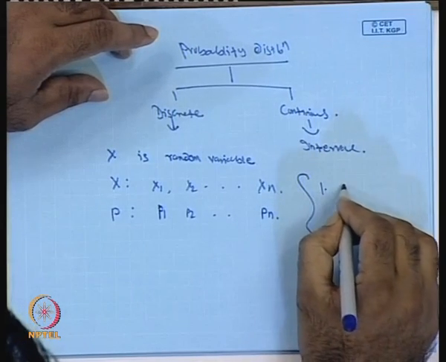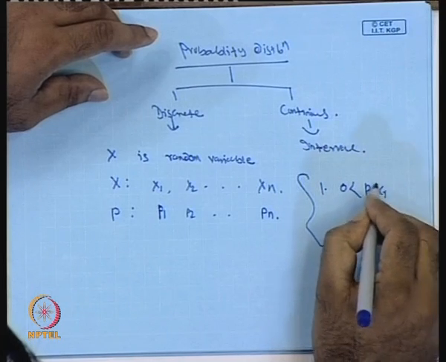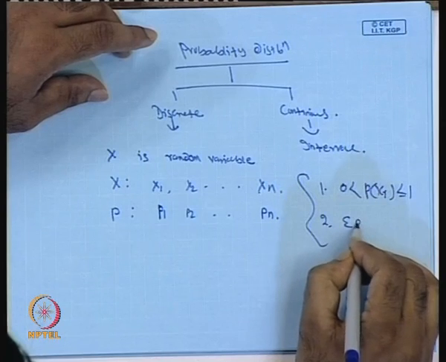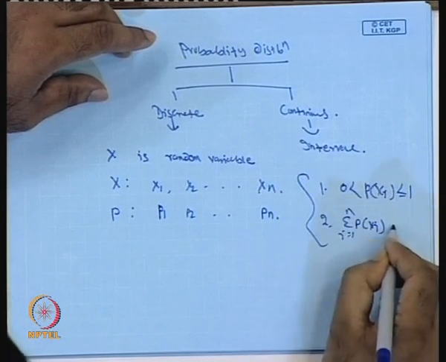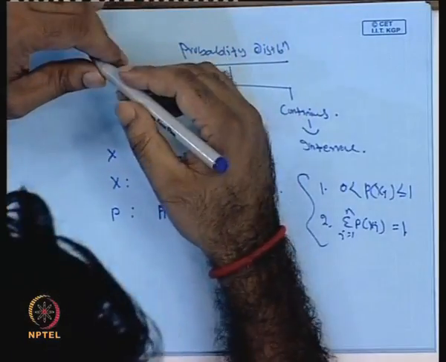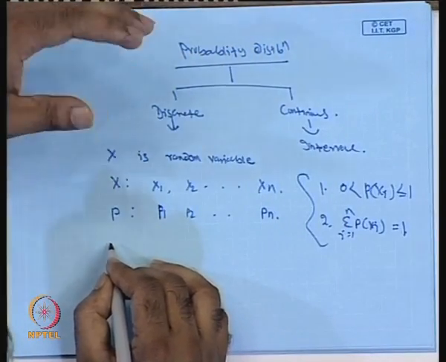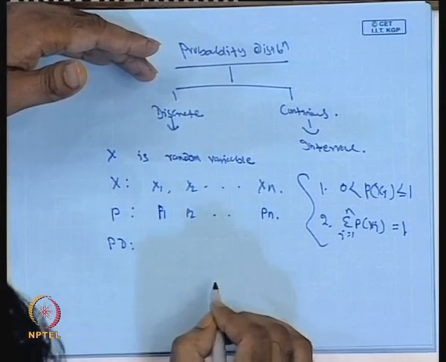in the first case, 0 less than p(xi) less than or equal to 1, and in the second case, the summation of p(xi), i equal to 1 to n, is exactly equal to 1. Okay. So, let us take a case here. We would like to formulate a probability distribution.